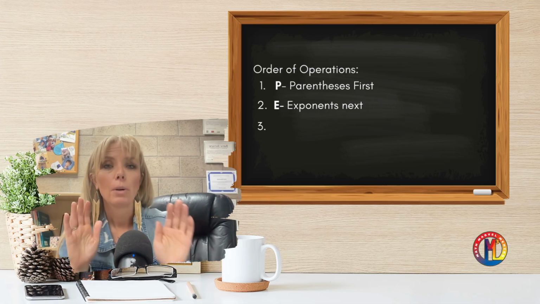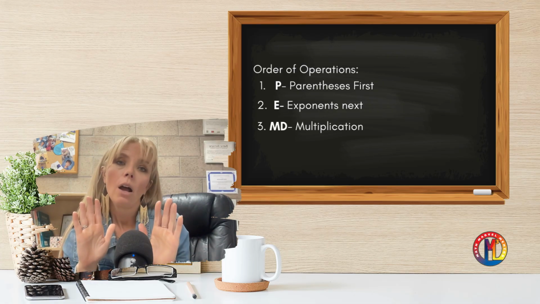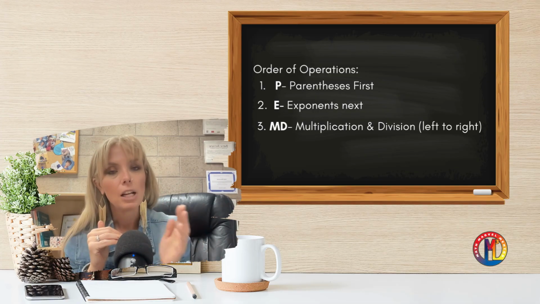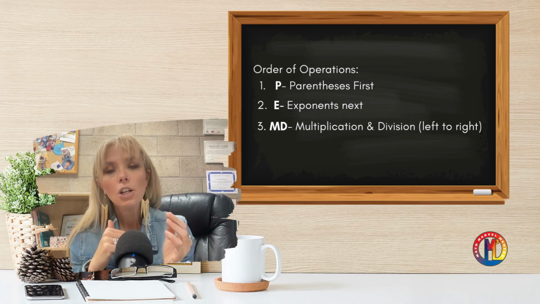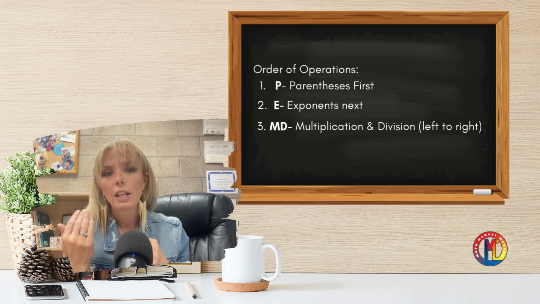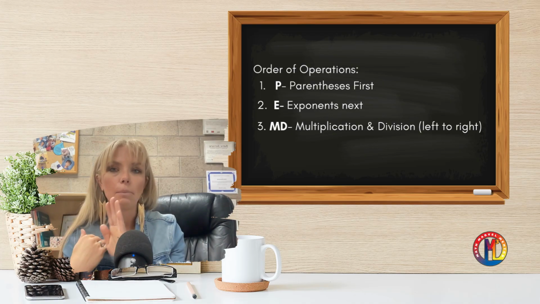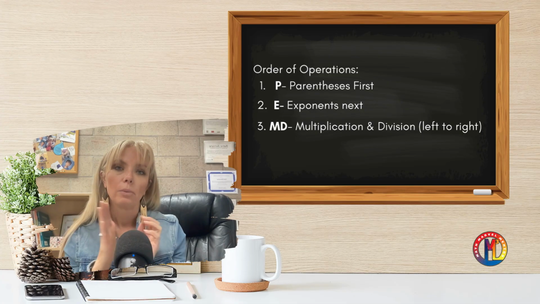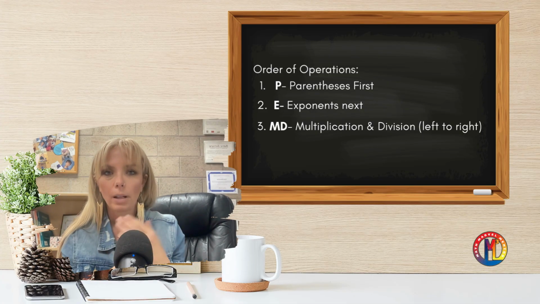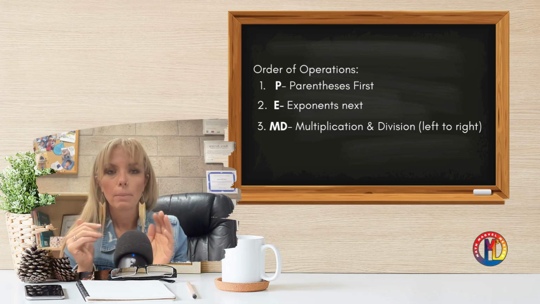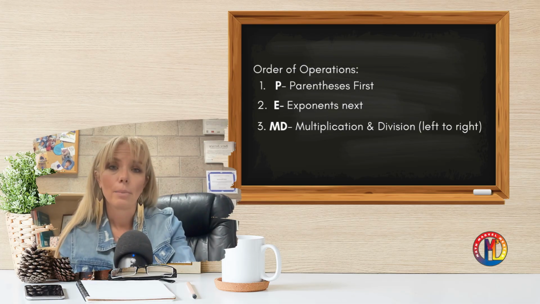Third, you're going to do multiplication and division, depending on the order that you see it as you move through the problem left to right. So if I see division first, then I'm actually going to divide first and then multiply. If I see multiplication first as I move from left to right, then I'll multiply before I divide. So multiplication and division can kind of flip back and forth depending on the order that it's written in the problem.